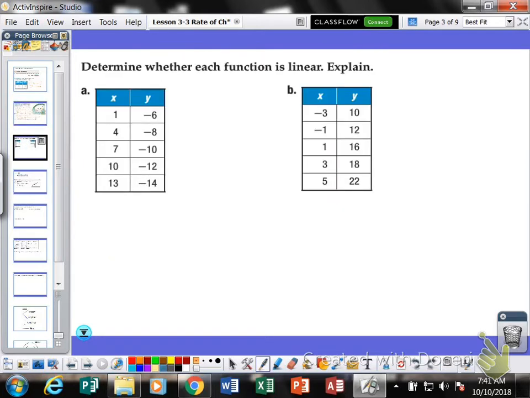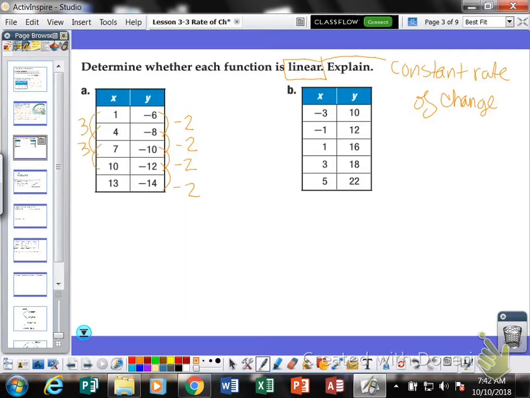Determine whether each function is linear, and then explain if it is linear. So what we're looking for here is a constant rate of change. So if it is linear, we need a constant rate of change. So let's look at this and see. So from -6 to negative 8, we went down 2. Then from the next group was negative 2. From negative 10 to negative 12 is negative 2, negative 2. From 1 to 4 is 3, 4 to 7 is 3, 7 to 10 is 3, 10 to 13 is 3. So those are constant.